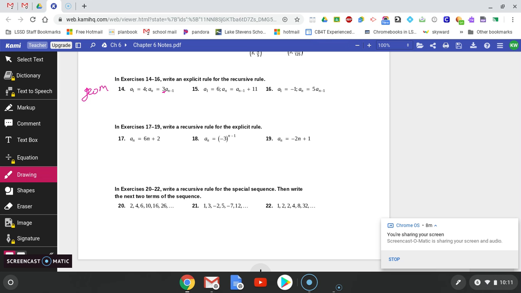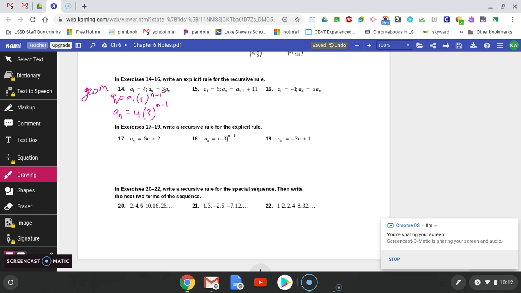Okay, geometric sequences, my explicit rule was a sub n is equal to a sub 1 times r to the n minus 1 power. So my rule would be my first term, which is 4, times my multiplication pattern, which is 3, to the n minus 1 power. That's it. Try number 15 and number 16.